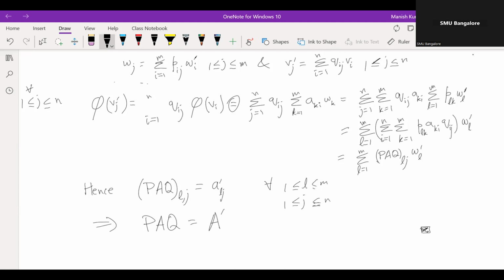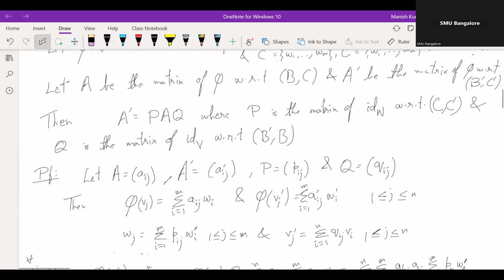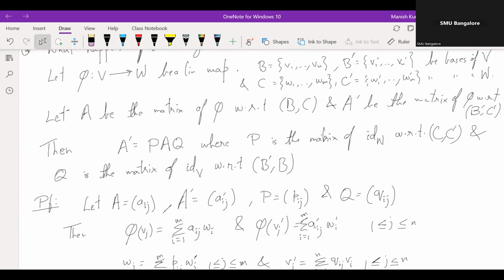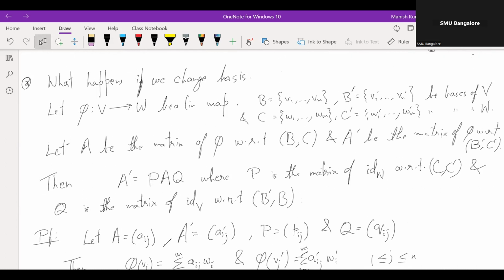Just remember that this is how the change of basis works. If you change the basis from B, C to B prime, C prime, you need to multiply by a matrix P, which is the change of basis matrix in some sense. In these words it is called the matrix of identity W with respect to C comma C prime, and similarly Q is the matrix of identity V with respect to B prime comma B. Makes sense, everyone? Any questions?